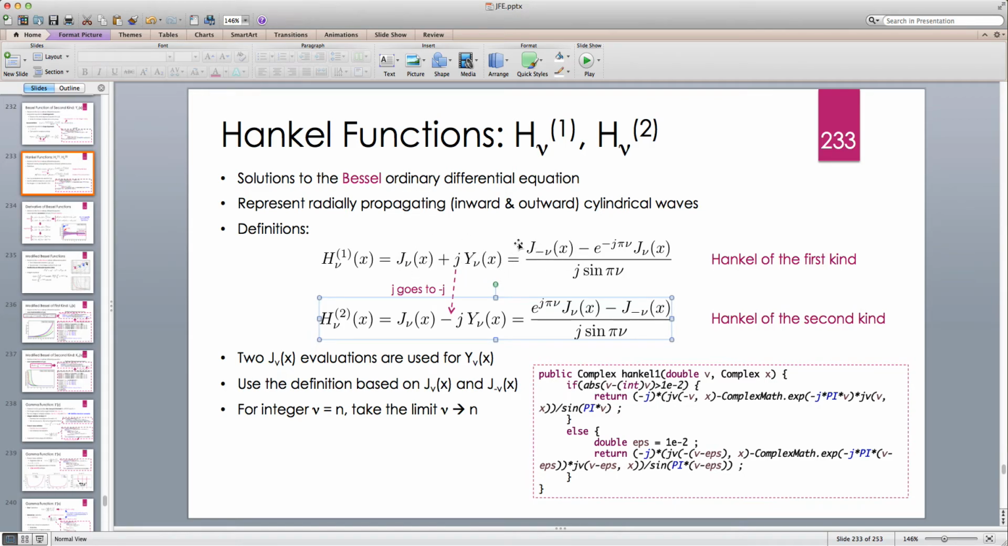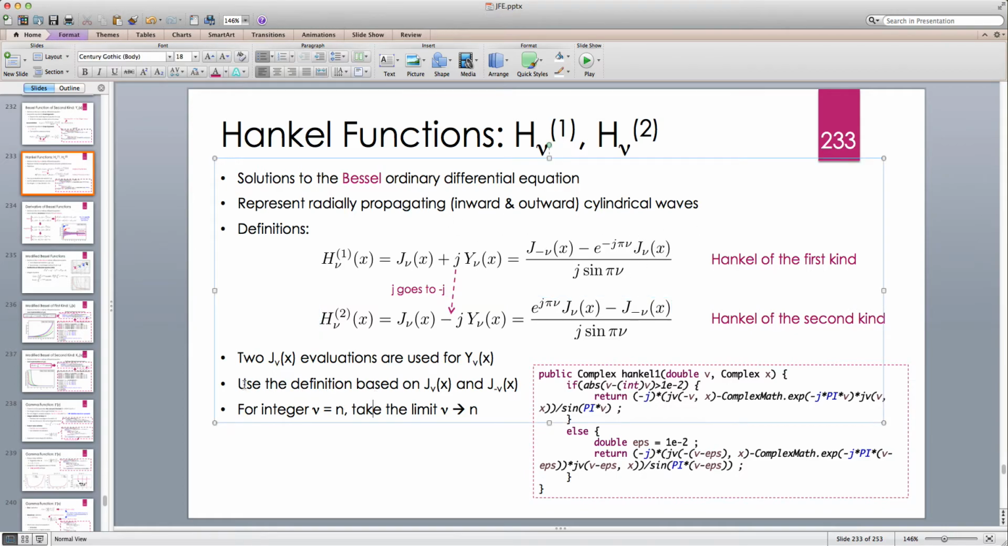Then we always end up with only 2 Bessel function evaluations. So we're going to use the direct definition based on J nu and J minus nu. And again, for integer nu, when nu becomes n, take the limit, which means take an epsilon, very small, and use n minus epsilon. But remember, this Hankel function should always return a complex number.